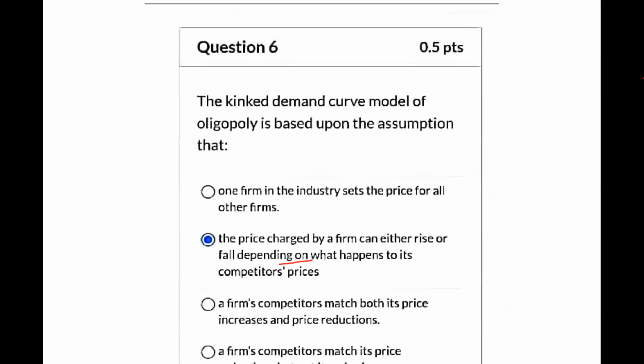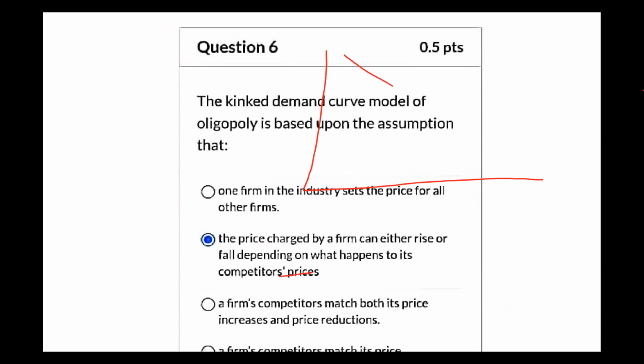A kinked demand curve model of oligopoly is based on the assumption that, you know, a kinked demand curve, right? A kinked demand curve is like this one. This is the demand curve, it is bent like that. That's a kinked demand curve for oligopoly. So the question of the day is, what's the assumption? Number one, one firm in the industry sets the price for all other firms. Is that the case?